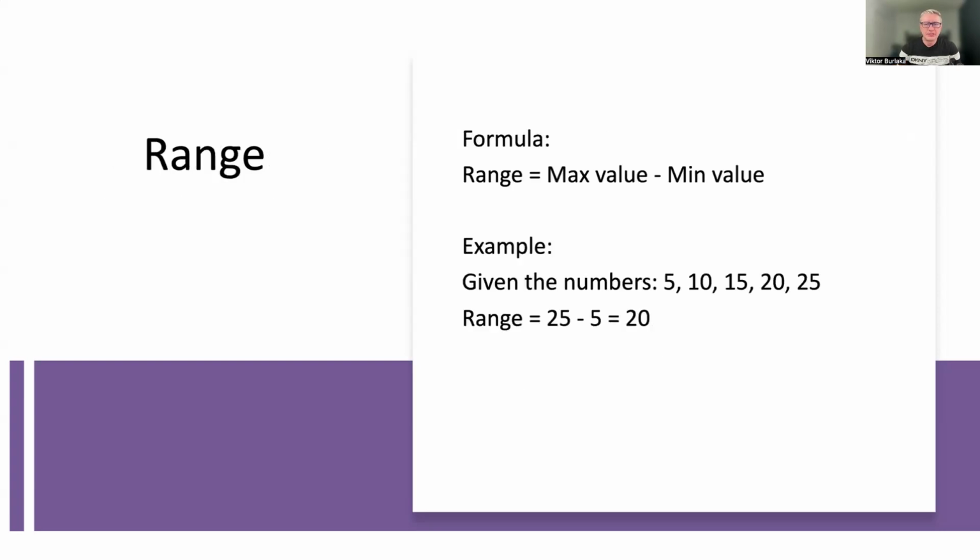The range is the simplest measure of variability. It is calculated as the difference between the highest and lowest values in a dataset. For example, given the numbers 5, 10, 15, 20, 25, the range is 25 minus 5 equals 20. While easy to calculate, the range is highly affected by extreme values, which can make it a less reliable measure of variability.